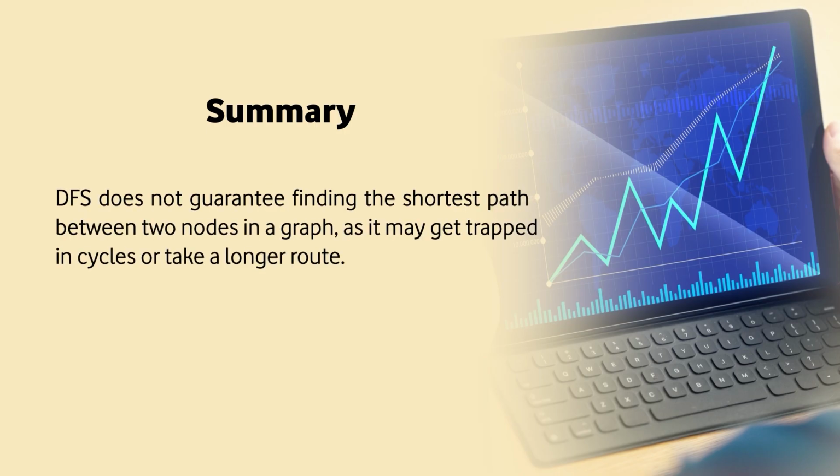DFS does not guarantee the shortest path between two nodes, as it may get trapped in a cycle and take a longer route. For this we have other algorithms for the shortest path, like Dijkstra and others. So this is not for finding the shortest path. However, you can find the shortest path under certain conditions, but it does not always give you the shortest path.